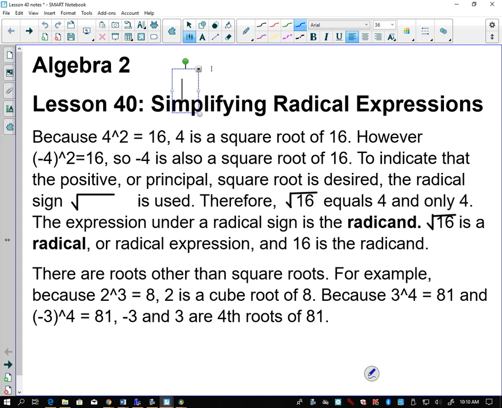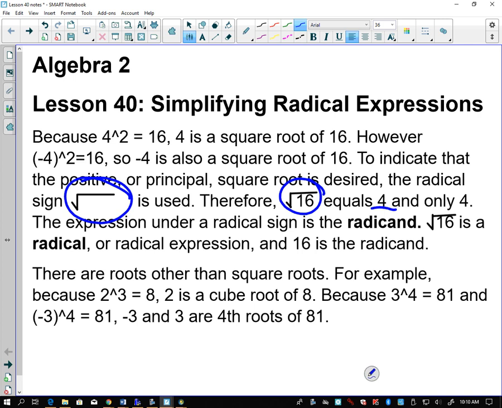So to indicate that the positive or principal square root is desired, the radical sign, which is what we see here, this is our radical sign, is referring to the positive square root. Therefore, the square root of 16 as we see it here is 4, and only 4. So we're looking for the positives.